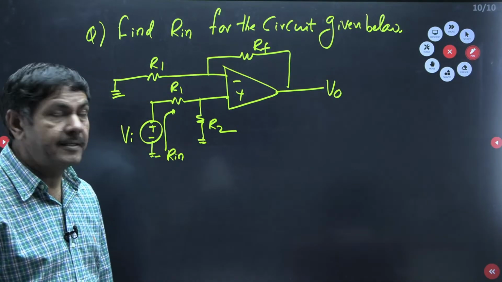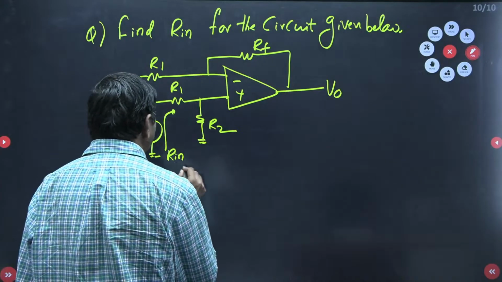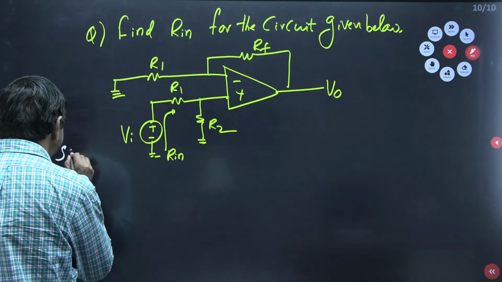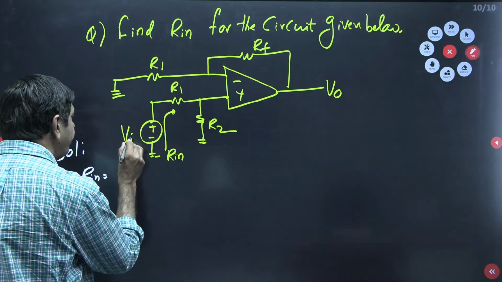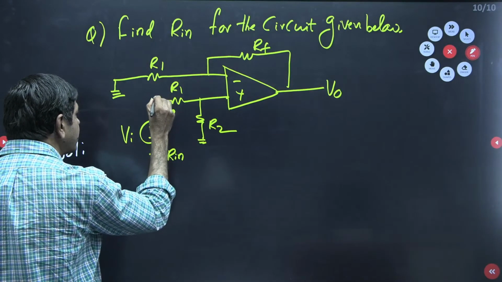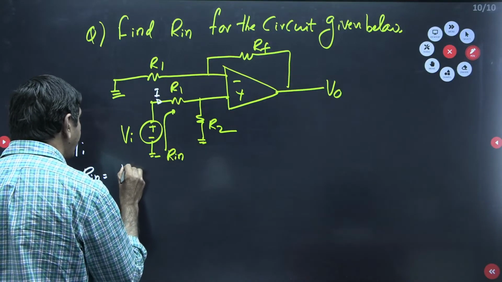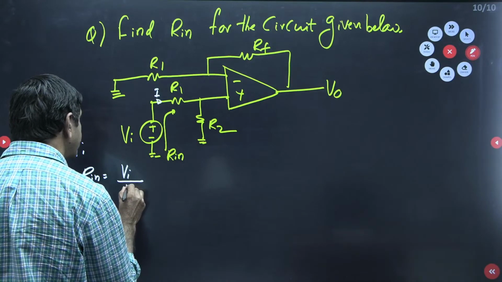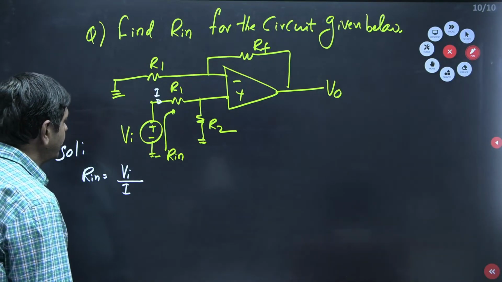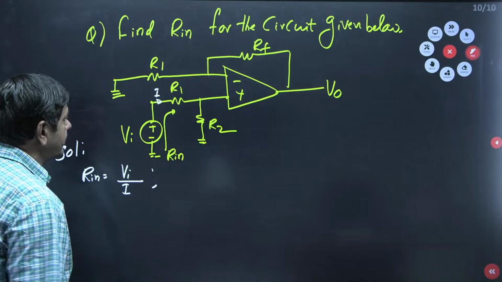How can we find it here now? But we know very well, the Rin is nothing but Vi by the current which passes this side, Vi by I, voltage by current only. That ratio I want.